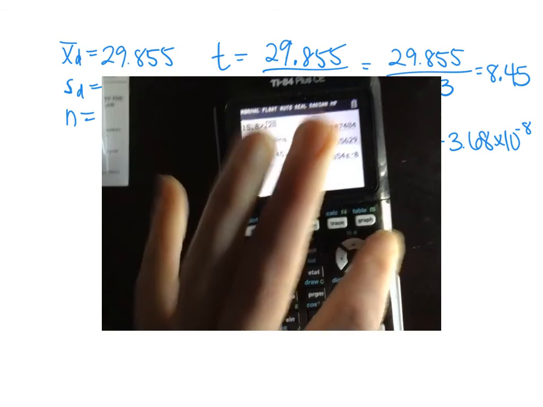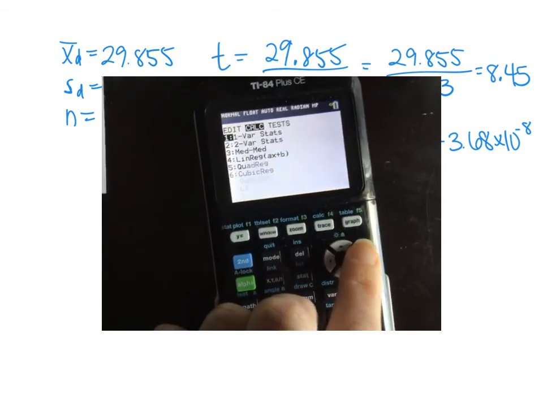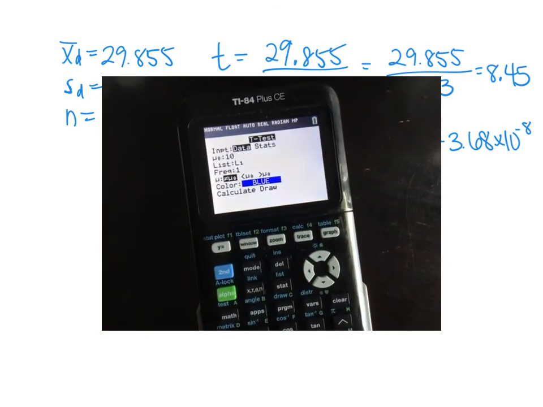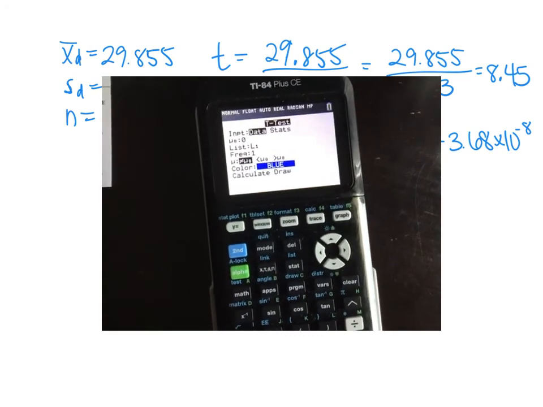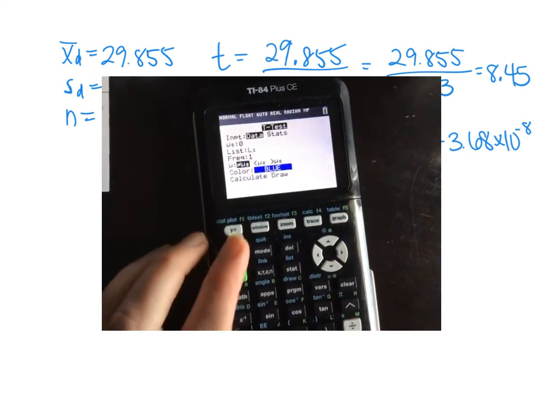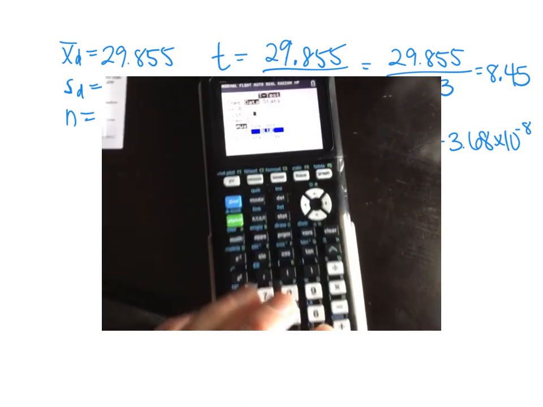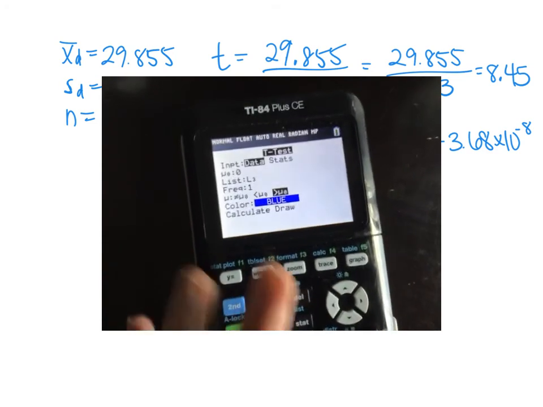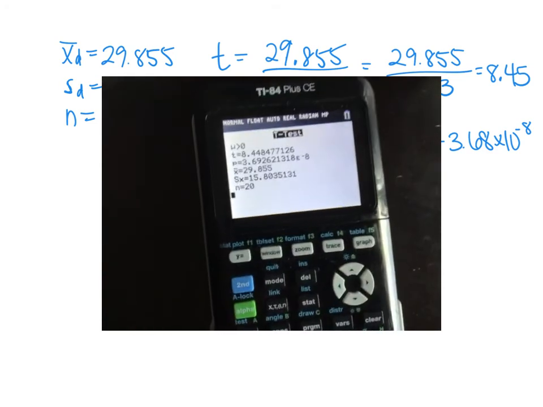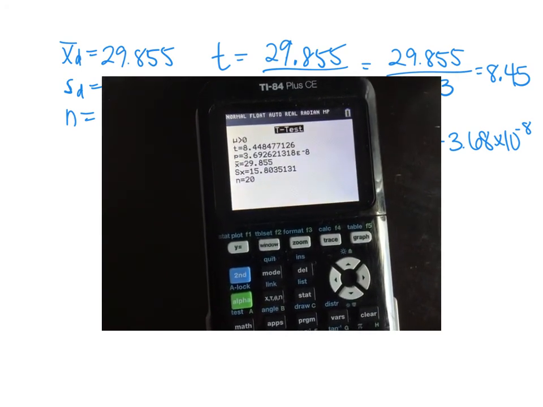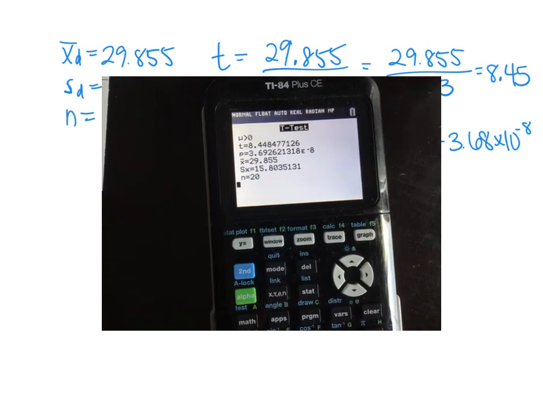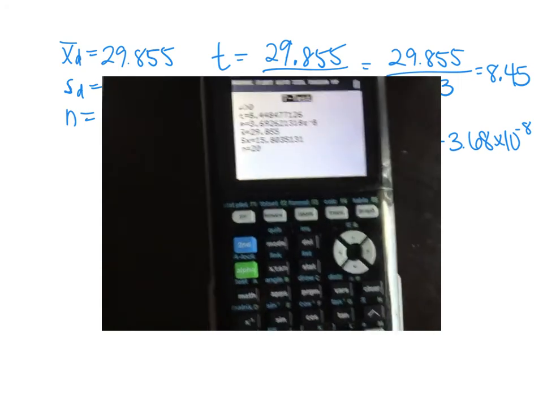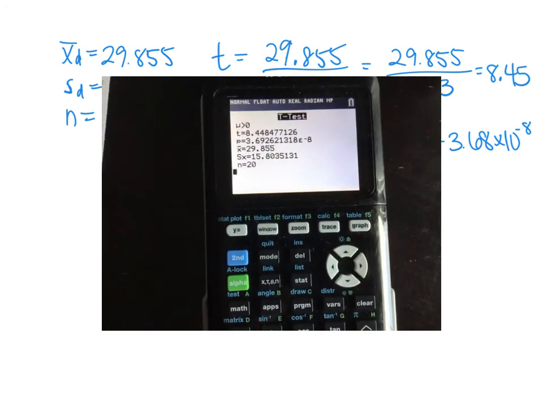If you're doing this in a calculator, you're going to go stat, tests, t-test. You have the data. Your null hypothesis is that mu equals 0. My data is in list 3. My alternative hypothesis is greater than, and then calculate. And you see we get the same numbers that I got when I did it by hand, 8.45 and 3.6869 times 10 to the negative 8, and that's just rounding differences.